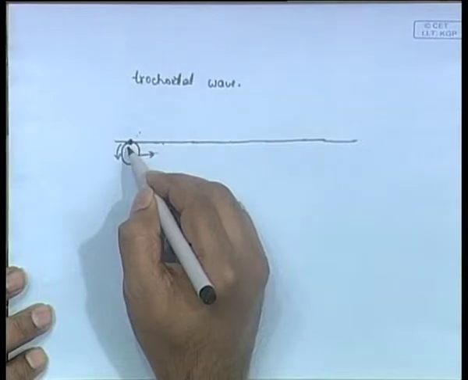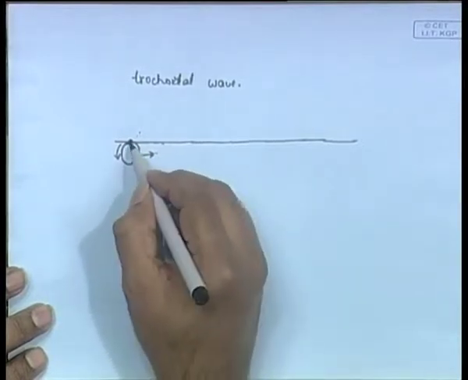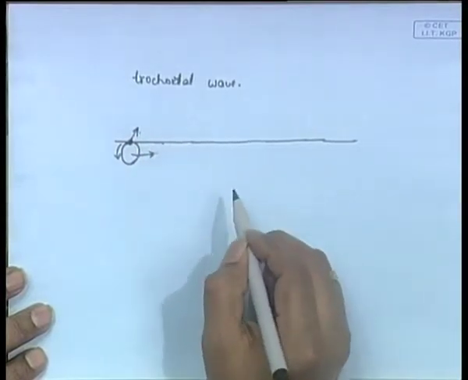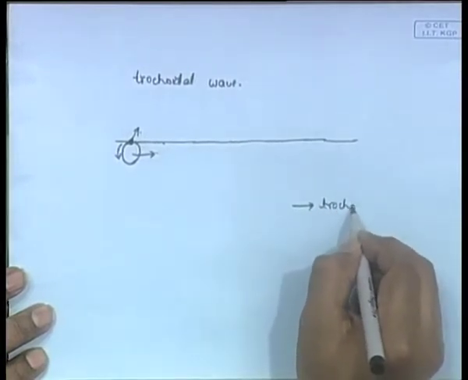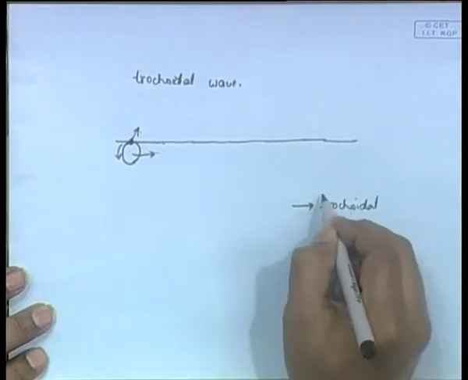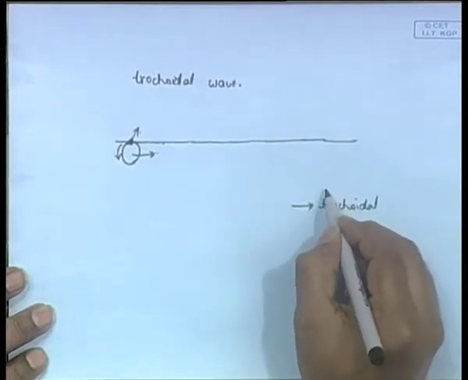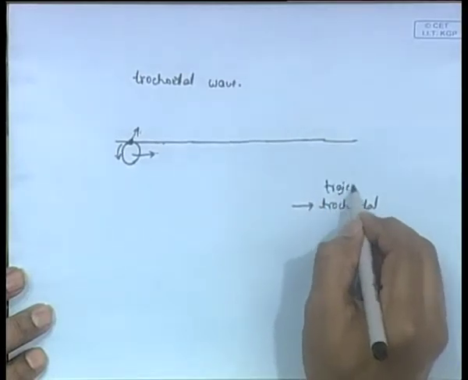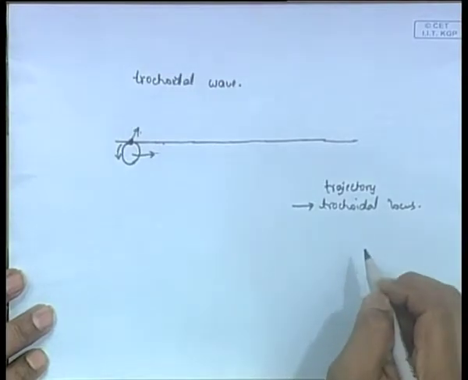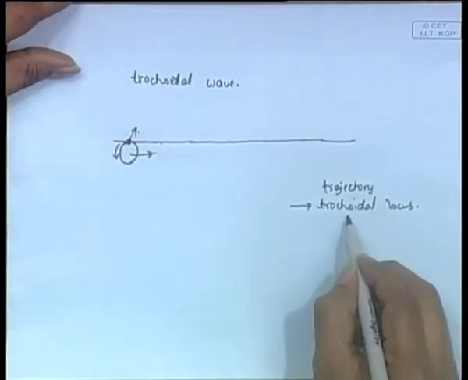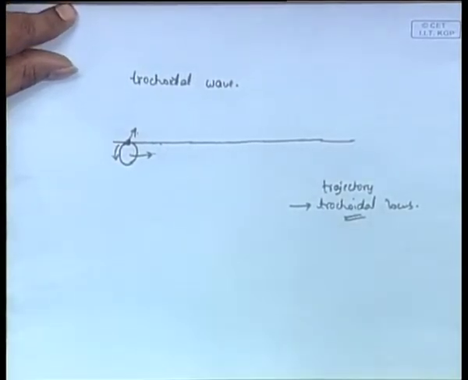The trajectory of this particle traces out a path. This is the particle we are concerned about. It traces a path, and that path is what produces a trochoidal wave. If that path is trochoidal, that is the trajectory or the locus. The locus is what we call a trochoid. So, that is what we are going to define now.